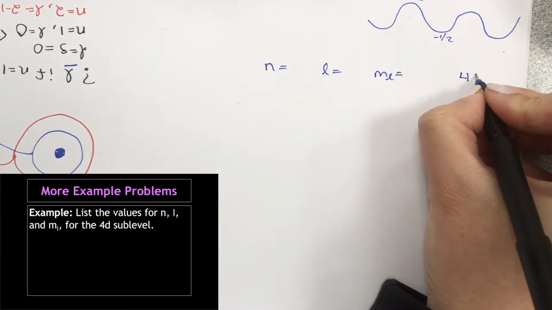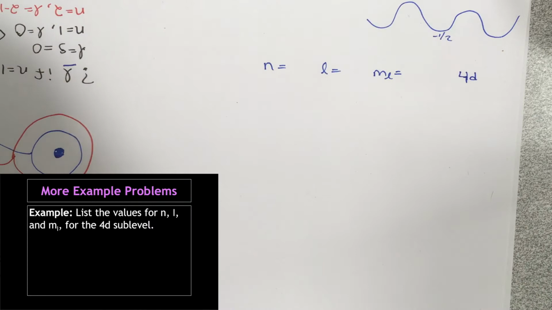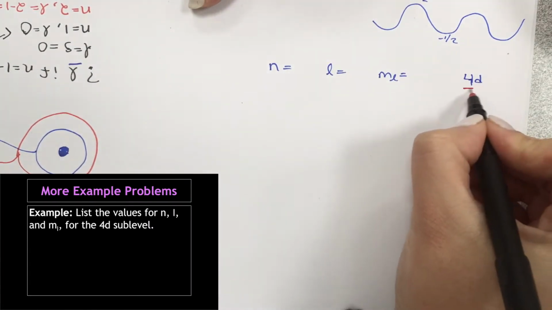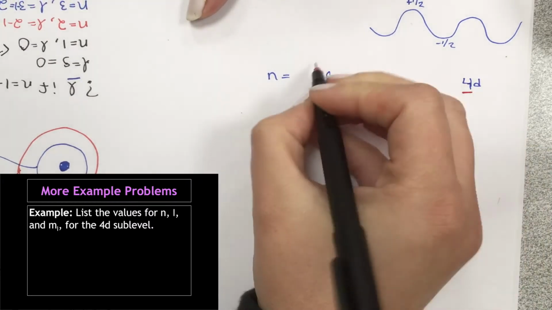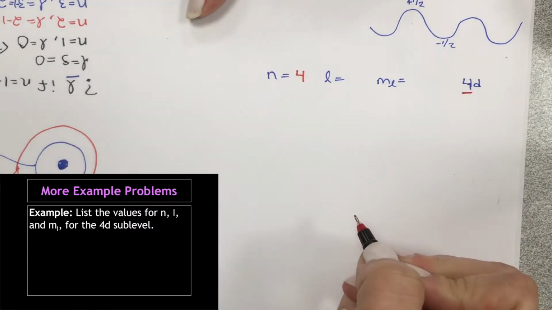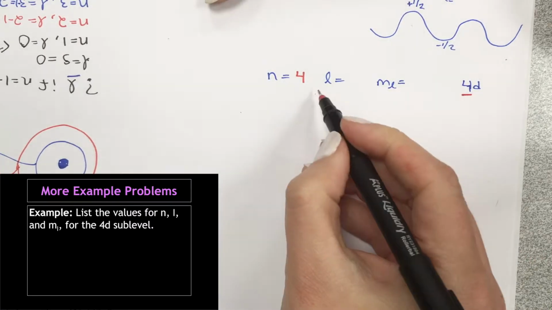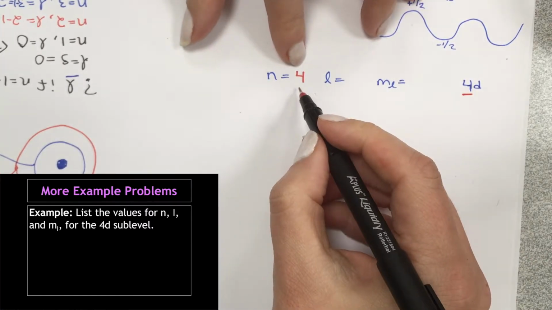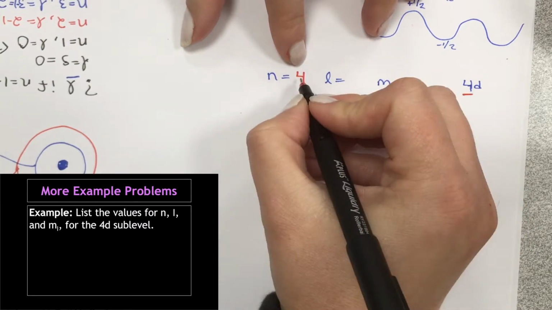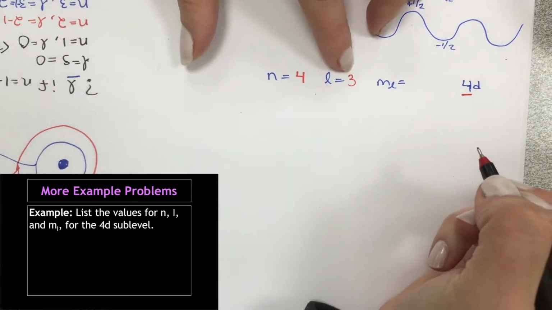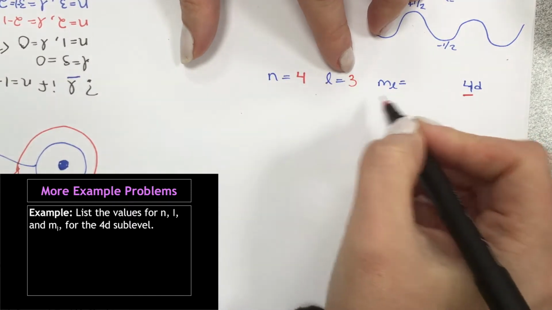For the 4D sublevel, okay? So 4D, it gives us our N right there, literally. So that's it, 4, okay? And then L, so if N equals 4, L will equal 3. Also, 4 minus 1 is 3.